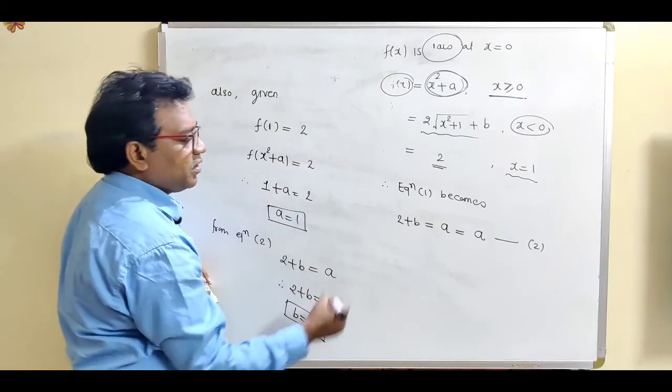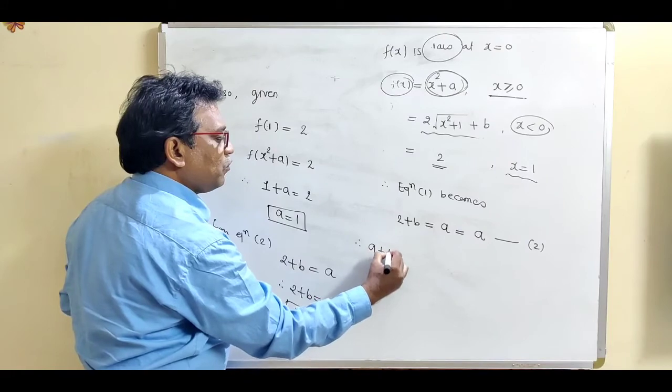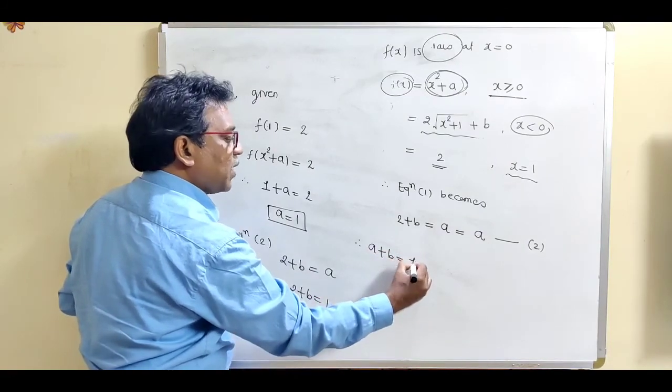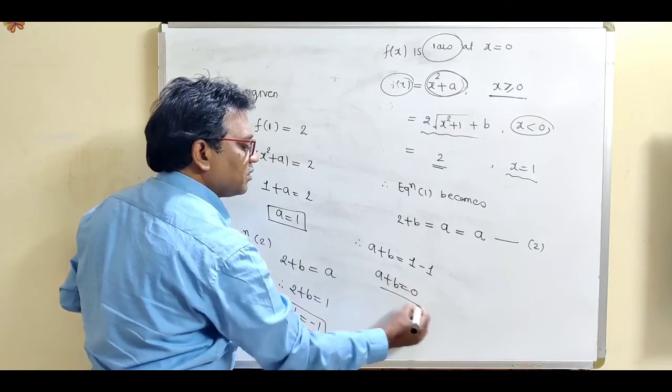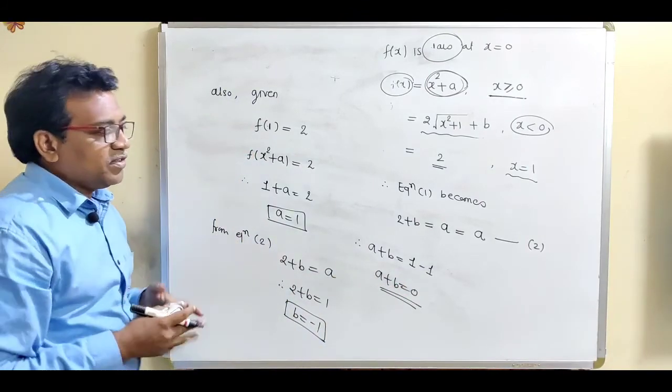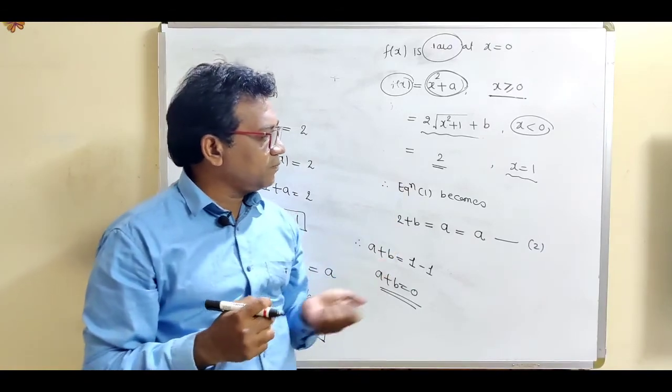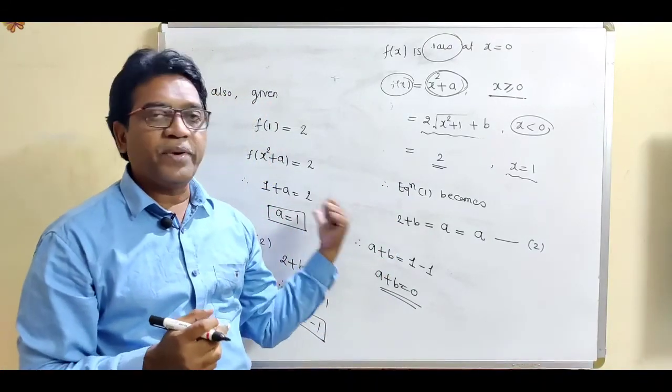So finally find this a plus b. What is the value of a plus b? a is 1, b is minus 1. So a plus b equal to 0. So this is the required answer. This is a somewhat different example compared to the previous example.